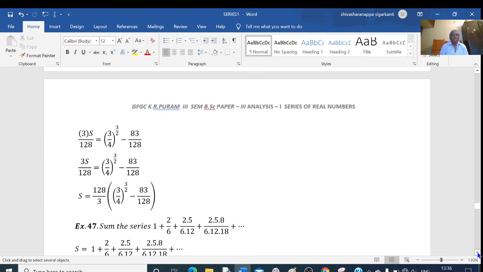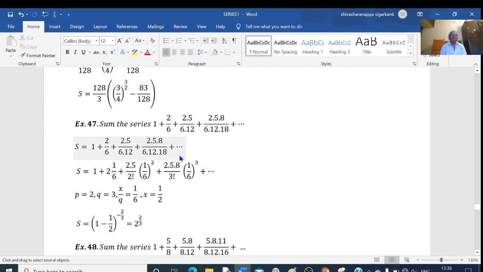Next example, sum the series 1 plus 2 by 6 plus 2 into 5 divided by 6 into 12, plus 2, 5, 8 by 6 into 12 into 18. So first observe these terms here, 6, 12, 18, 6, 12. What is the greatest common divisor of these terms? 6 is the greatest common divisor.